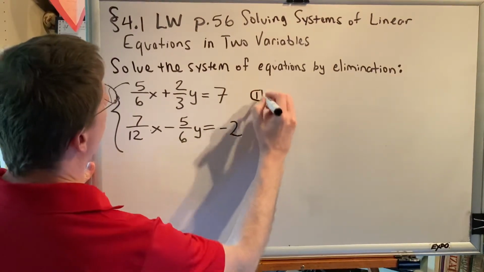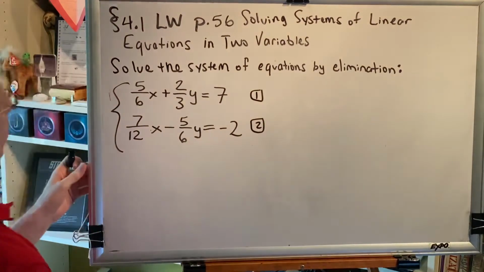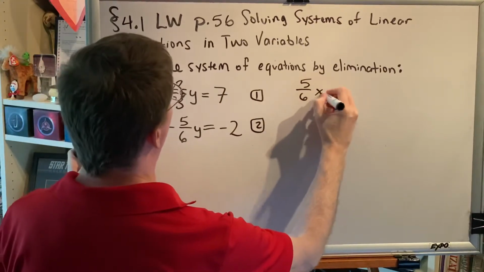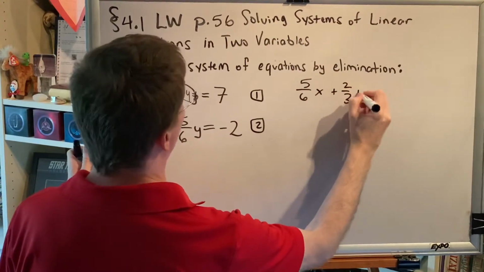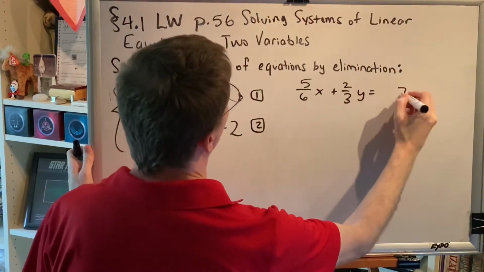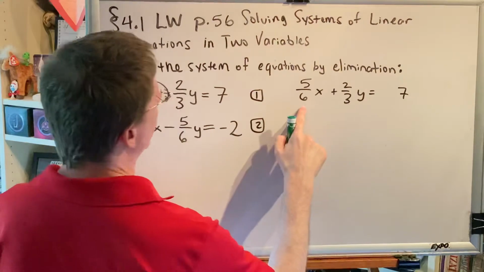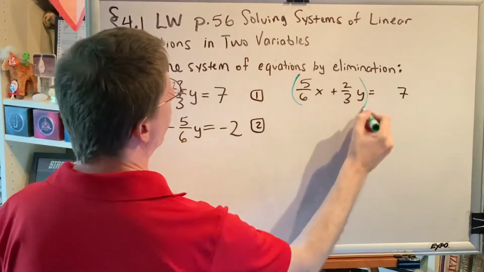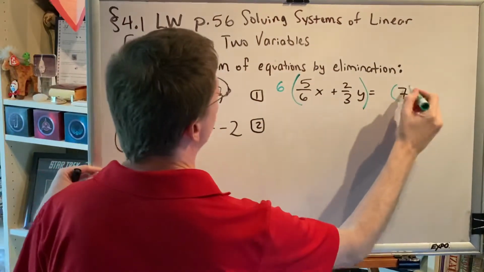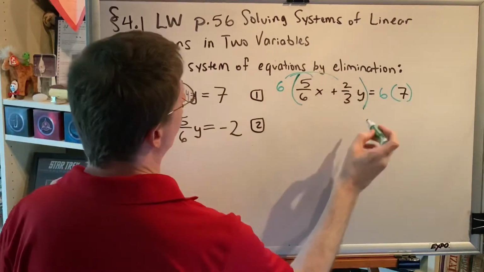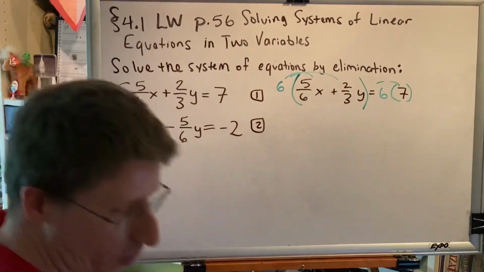All right, so let's clear some fractions here. This is equation 1. This is equation 2. Let's begin. So equation 1, we have 5/6 x plus 2/3 y equals 7. The least common denominator of 3 and 6 is 6. So we're going to multiply both sides by 6. On the left, we have to use the distributive property. On the right, we simply multiply.